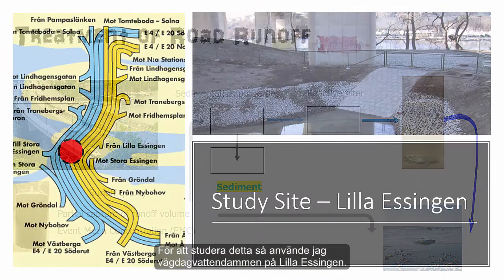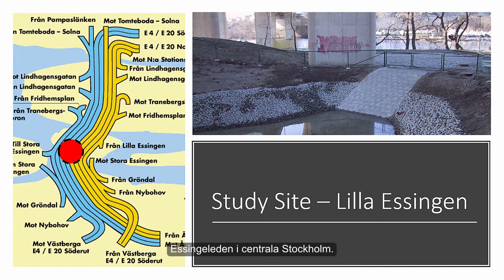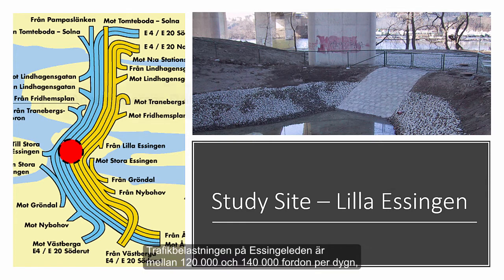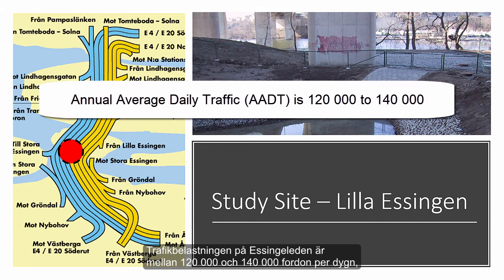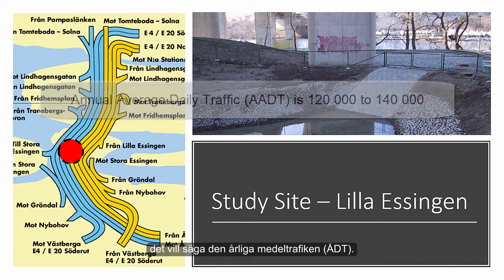In order to study this, I used the site at Lilla Essingen. It is an open pond and the catchment area is heavily dominated by the Essingeleden in the center of Stockholm. The traffic at the Essingeleden is somewhere around 120,000 to 140,000 vehicles a day. That is the annual average daily traffic.